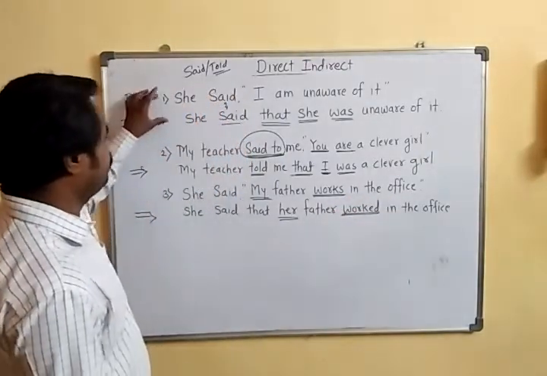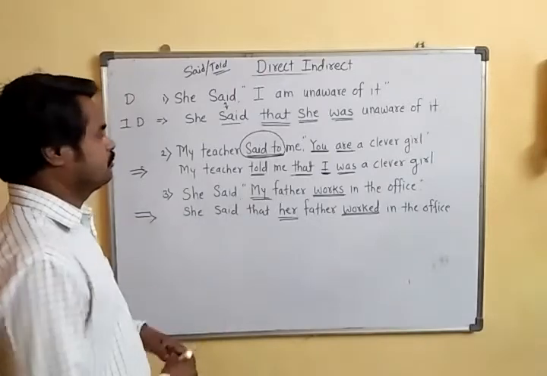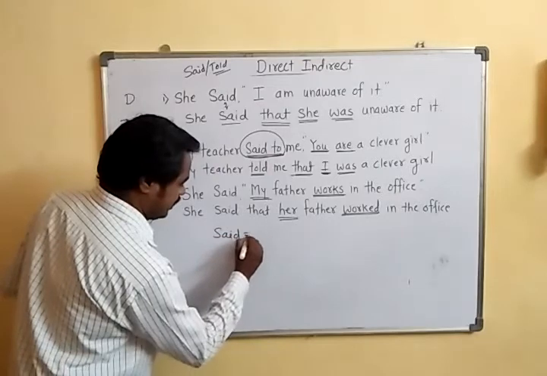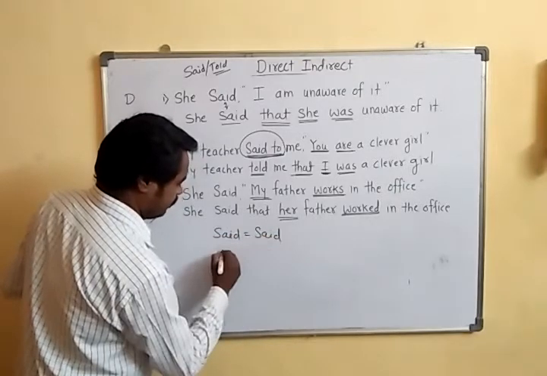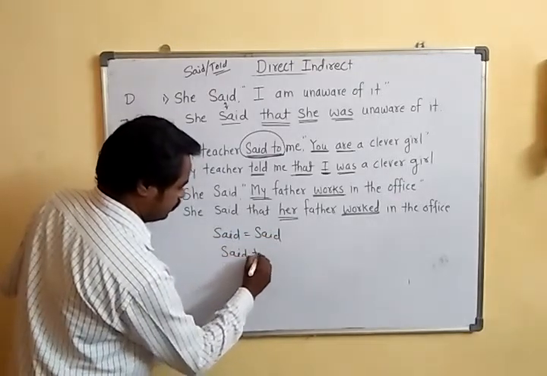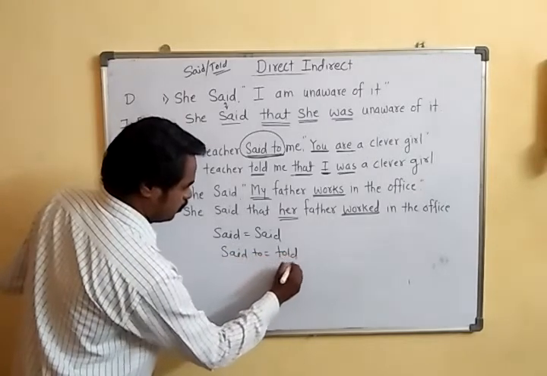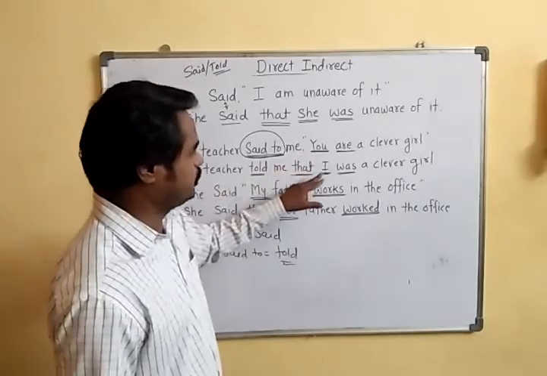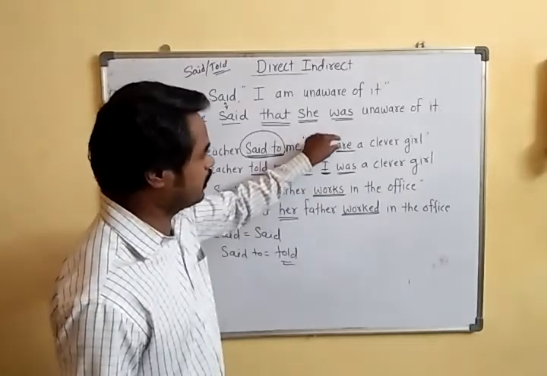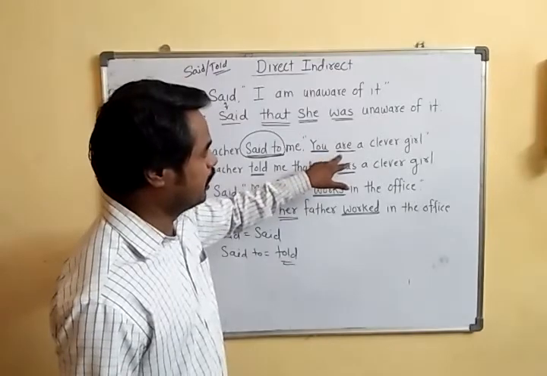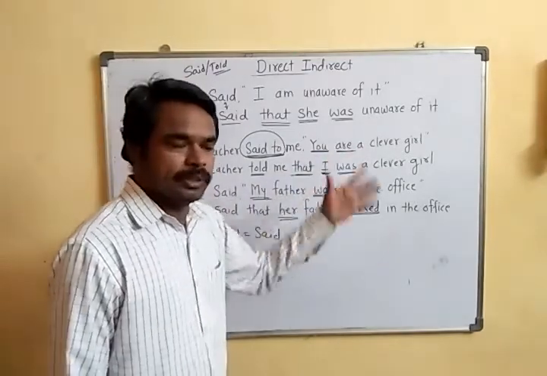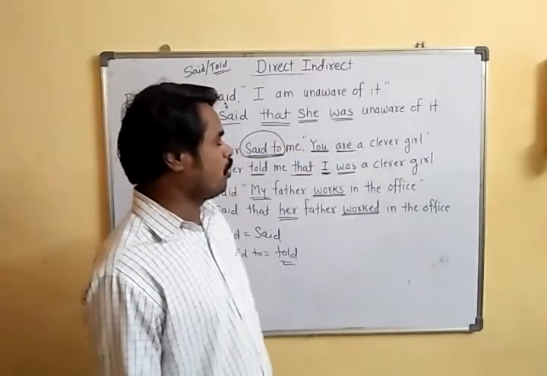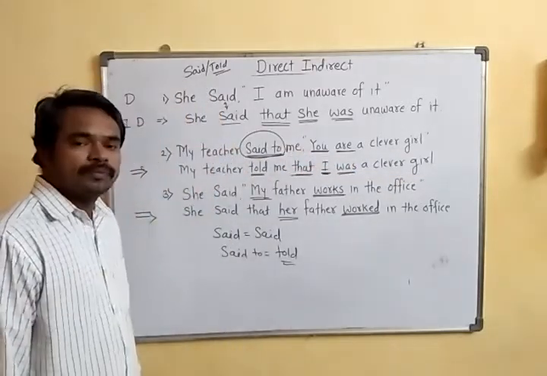Now, if you observe these three sentences, what I have said: if in the direct sentence it is said, you can continue with said. If it is said to, then you can go for told. Okay, remember this. And see how I have changed pronouns. After that, how we have to change verbs from present to past. It is mentioned in the rule. And we have to remove this comma and inverted comma also while converting into the indirect.